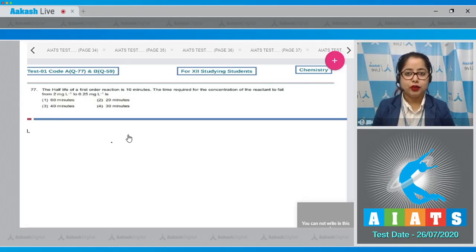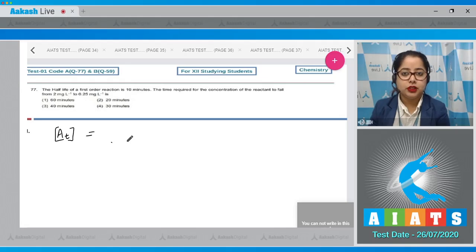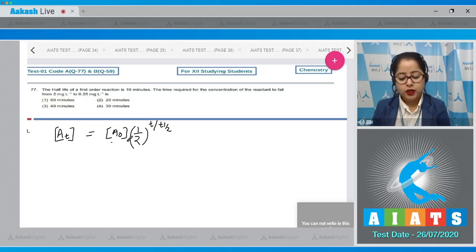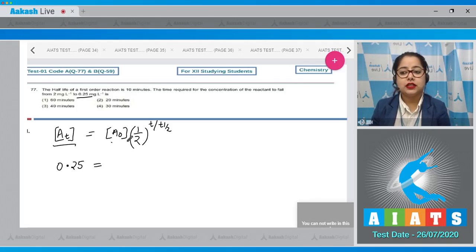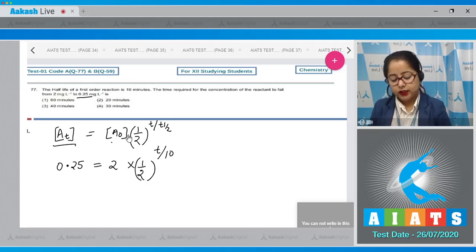So let's calculate the time required for the given change. We'll be using a formula. Amount of reactant left after time t is equal to the initial concentration of reactant multiplied by half raised to the power t upon t half. Here t half is half-life period. So amount of reactant left after time t is 0.25, it's already given. The amount of reactant initially given is 2 milligram per liter. So 2 multiplied by half raised to the power t, we have to calculate, and the value of t half is already given, which is 10 minutes. So t upon 10.